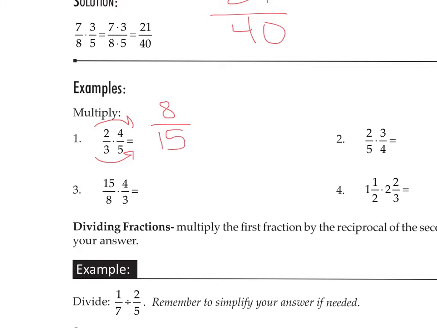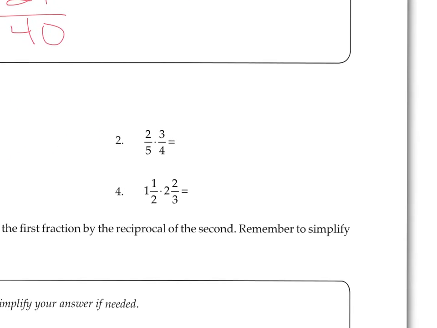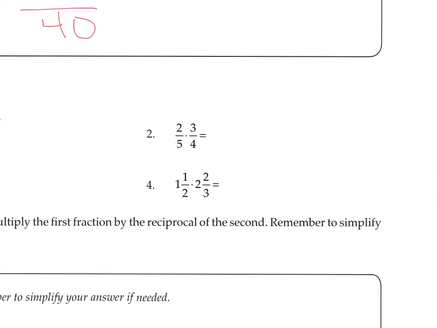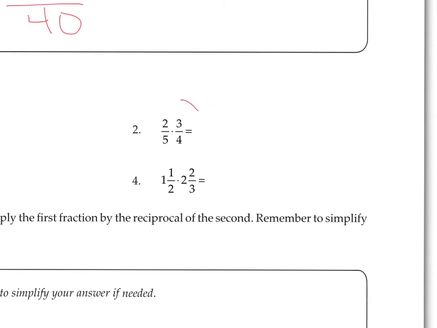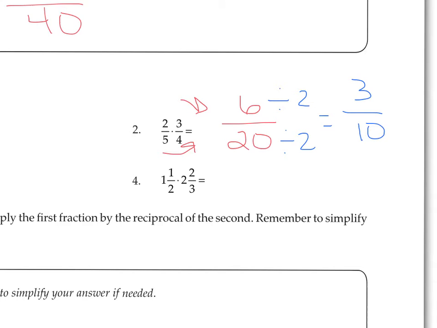Let's go to number 2. 2 times 3 is 6. 5 times 4 is 20. This does have common factors. 6 and 20 have the common factor of 2. So to reduce this fraction, we divide the top and the bottom both by the same thing, and we get 3/10.